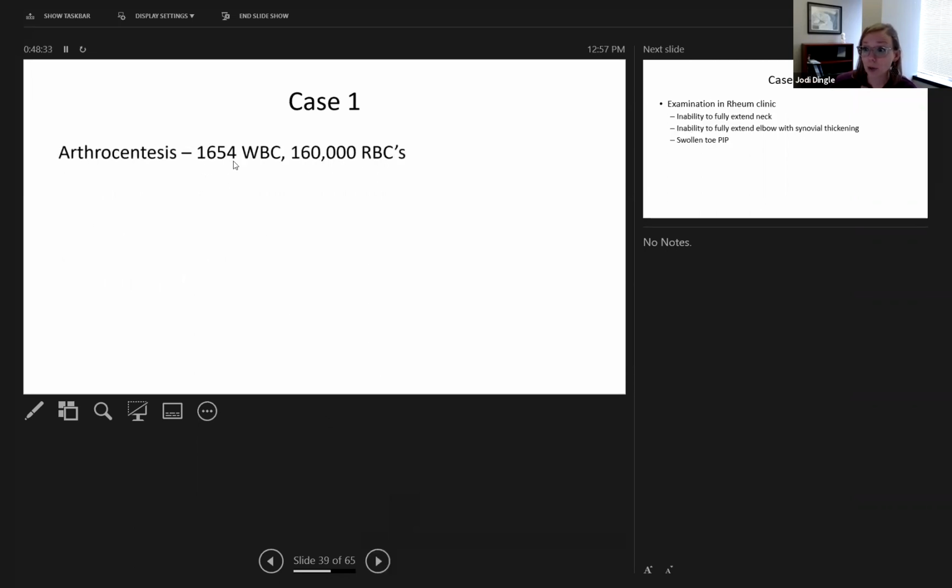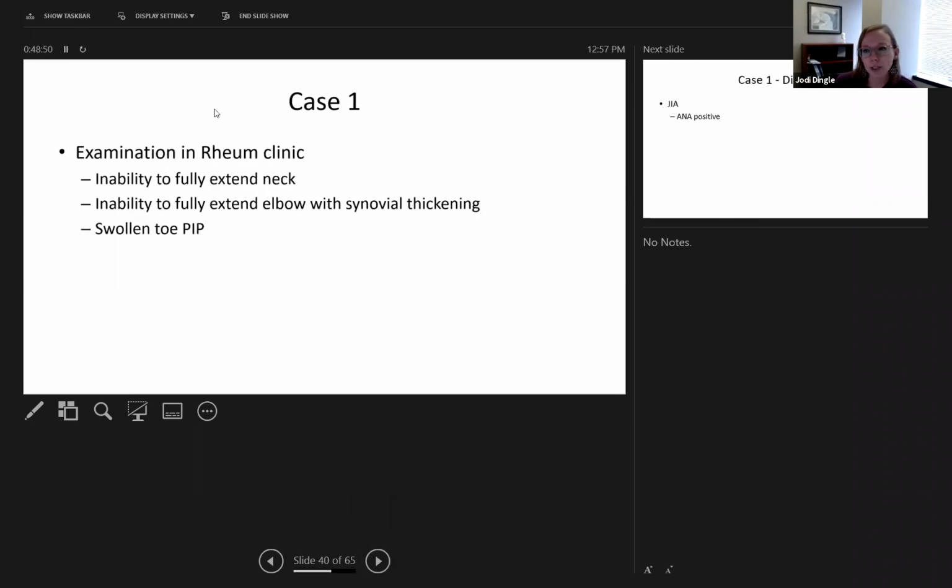So they decided to tap her joint. On arthrocentesis, you've got some whites, but more reds. So she's a little inflamed, but not crazy infection inflamed. So they send her to rheumatology clinic. And in rheumatology clinic, you examine all the joints because that's what we do in rheumatology clinic every time. And you notice that she can't extend her neck. She can't extend her elbow, and she has thickened synovium in her elbow, and she has a swollen toe PIP as well. So actually it was a polyarthritis masquerading as a monoarthritis.